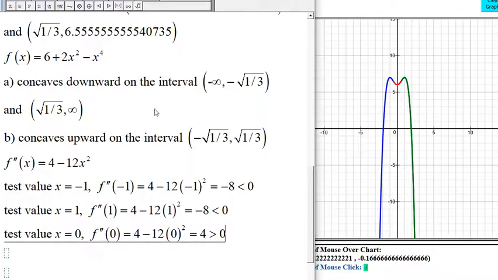So one more time, on the intervals where the graph concaves down, if we pick any number inside of that interval, then for the second derivative, we'll get a negative number, which means the second derivative will be less than 0. And then for an interval on which the graph concaves up, if we pick any number inside of this interval, the second derivative would be positive.